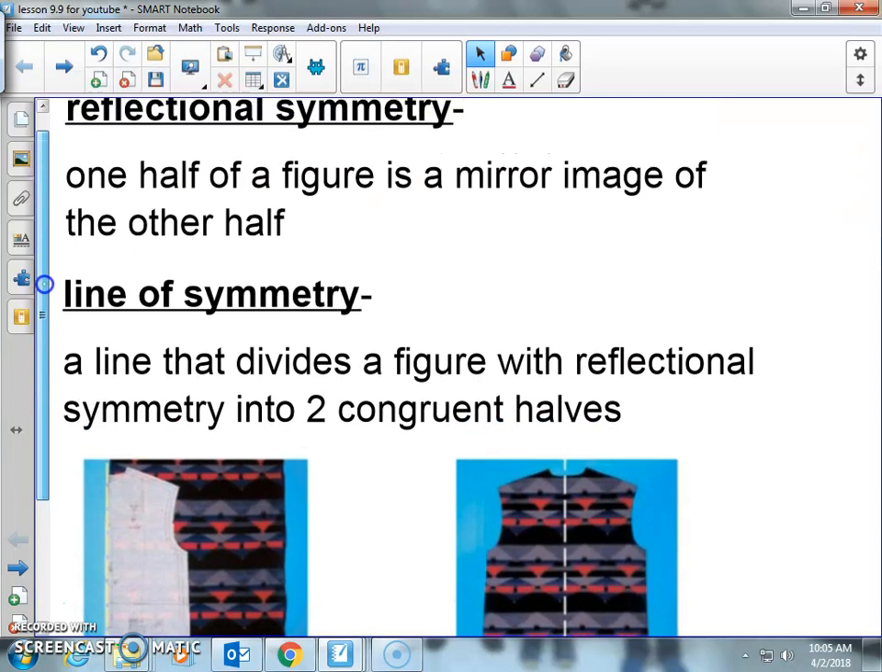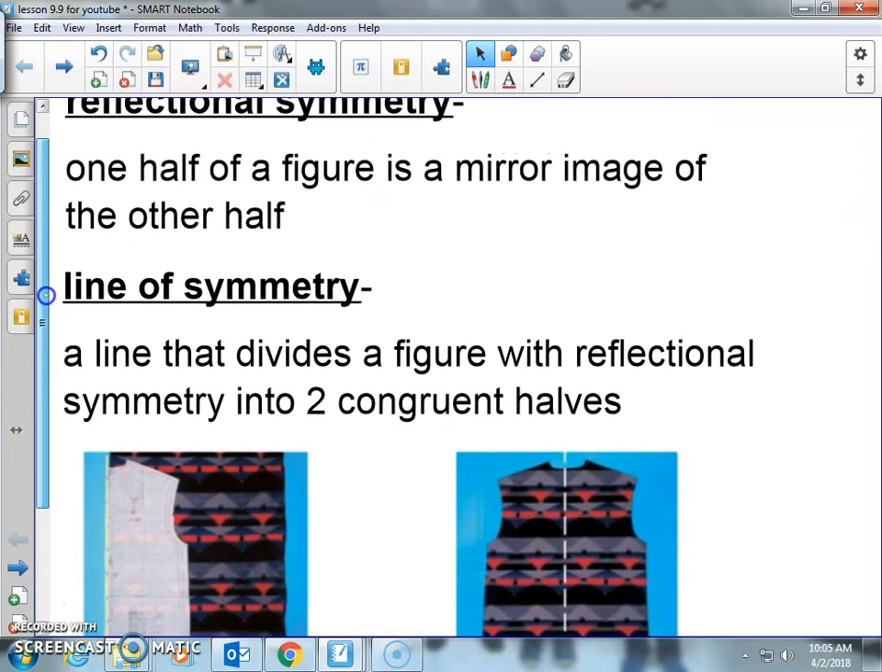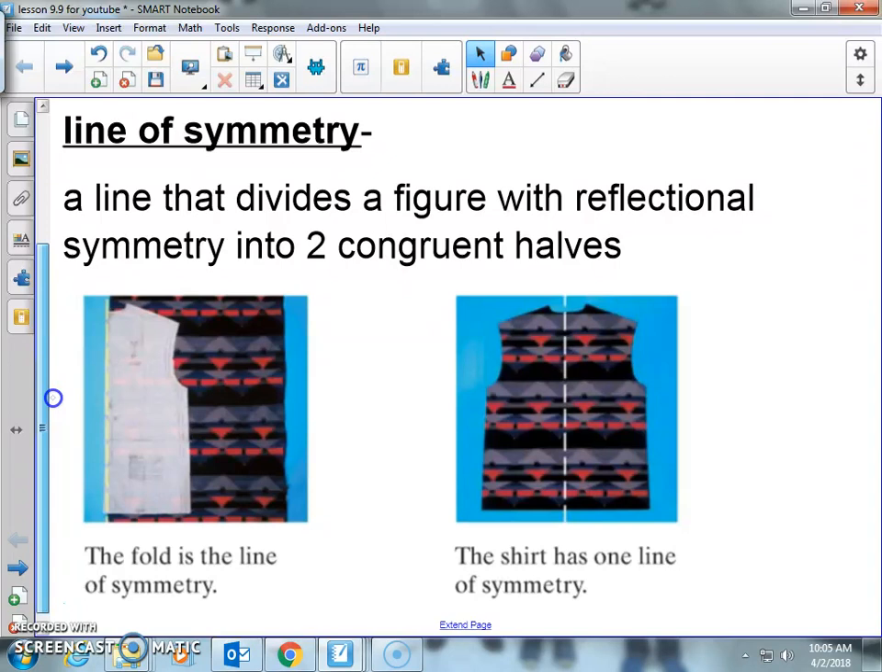So reflectional symmetry is when one half is a mirror image of the other half, and the line of symmetry is the line that divides the figure into the two congruent halves. And remember that congruent means the same. Okay, there's one line of symmetry in this picture.